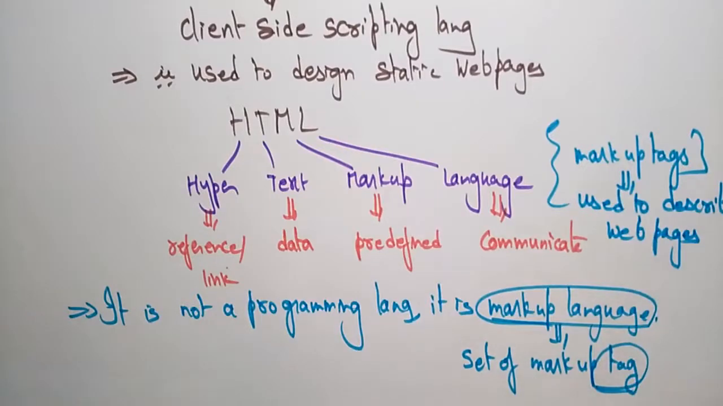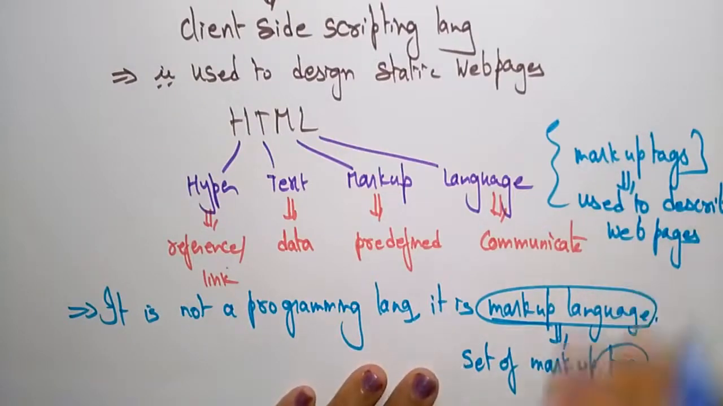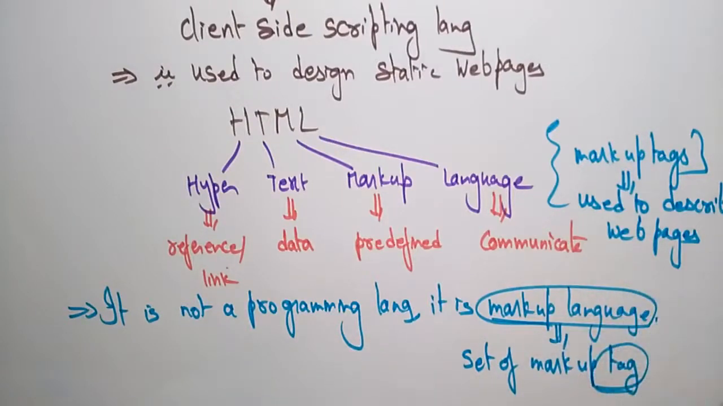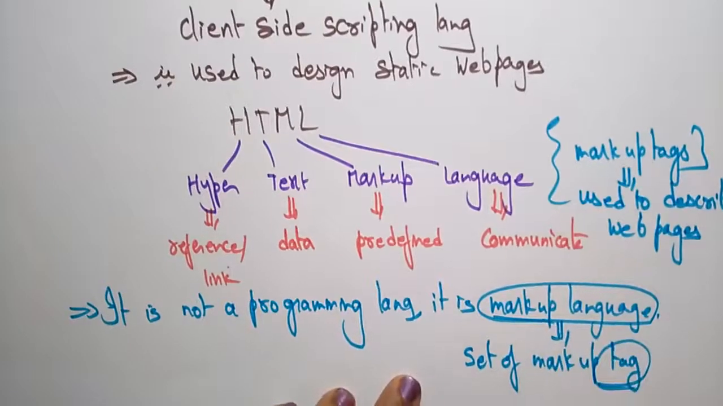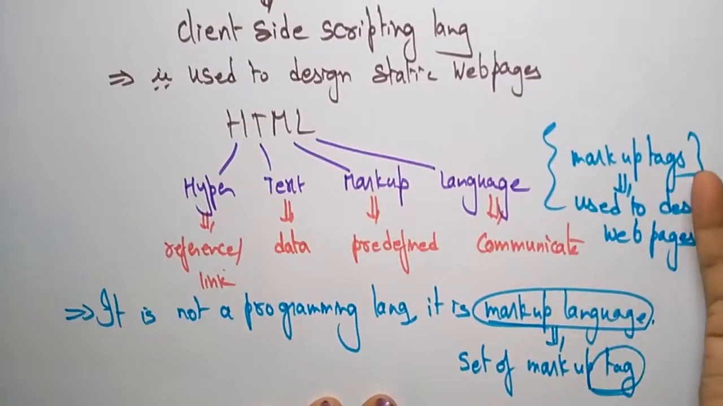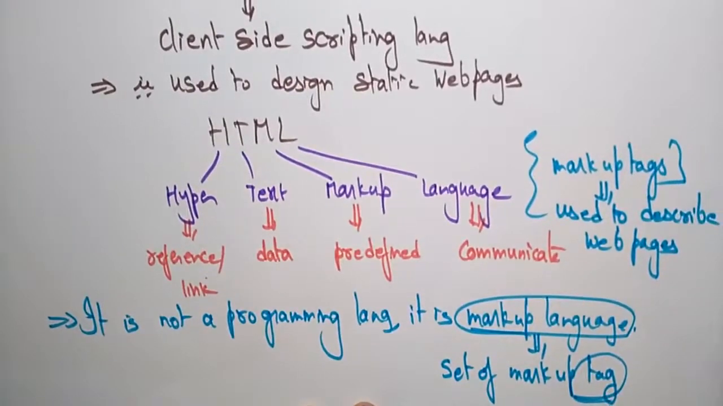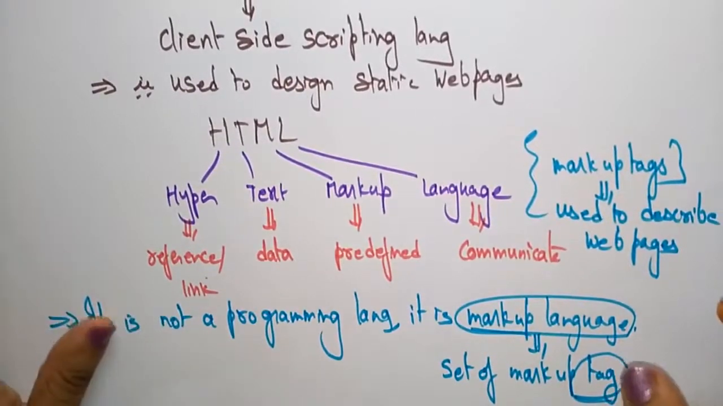So don't be confused. HTML is not a programming language. You just call it a markup language. A programming language is in the form of English-like sentences, whereas a markup language is just a set of markup tags. These markup tags are used to describe the web pages.